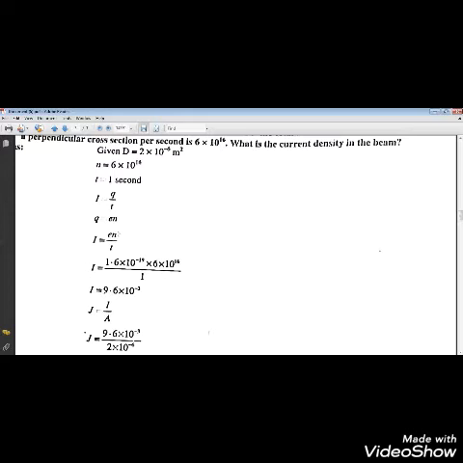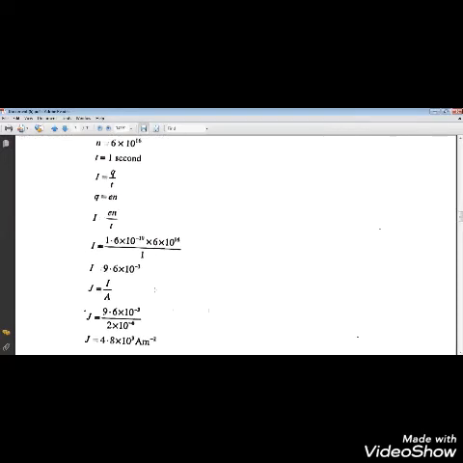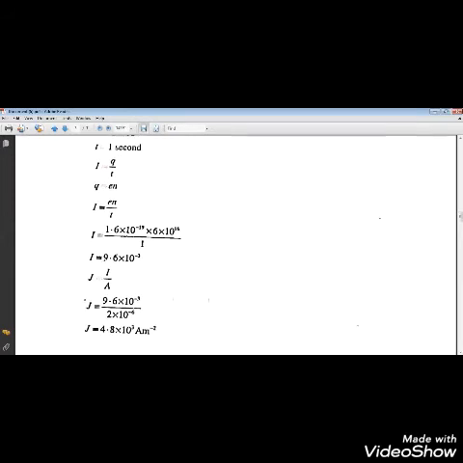Then I is equal to E into N divided by T. Then the value of E is found to be 1.6 into 10 to the power of minus 19, and N is given as 6 into 10 to the power of 16, whole divided by 1 second. Then make the simplification of 1.6 into 6, that is found to be 9.6 into 10 to the power of minus 19 plus 16, that is, minus 3.